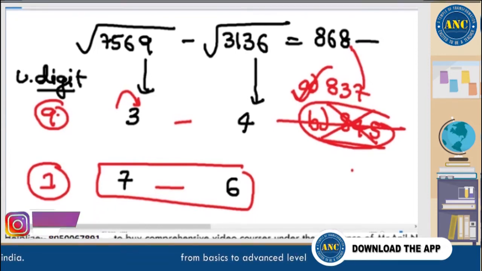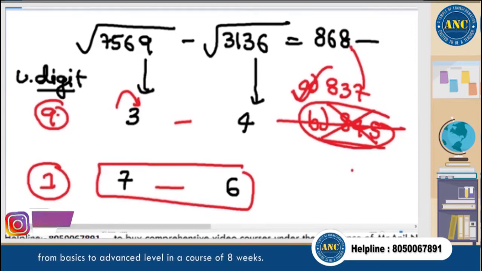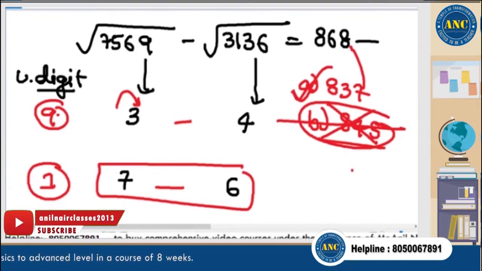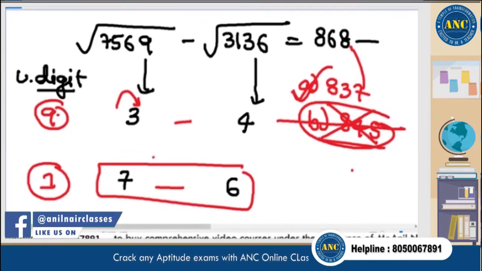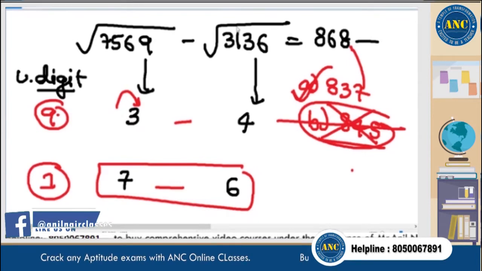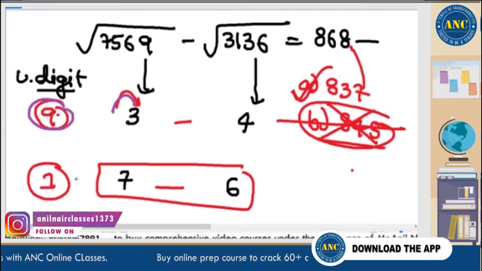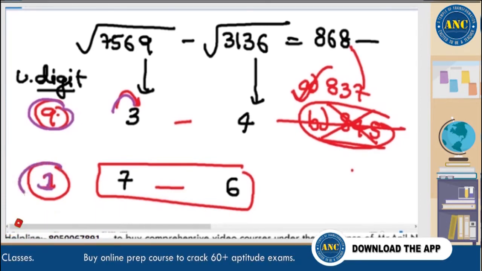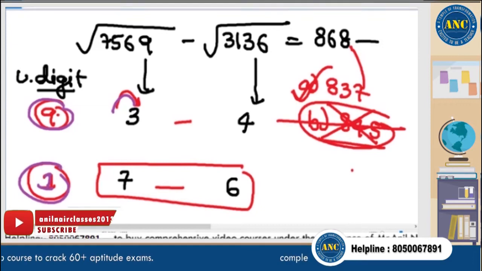Unit digit under root is 9, so the answer will be 3 or 7. Under root 6, the unit digit will be 4 or 6. 3 minus 4: 3 means take one carry from the tens place. 13 minus 4 is 9. 7 minus 6 is 1. So the answer's unit digit should be 9 or 1.